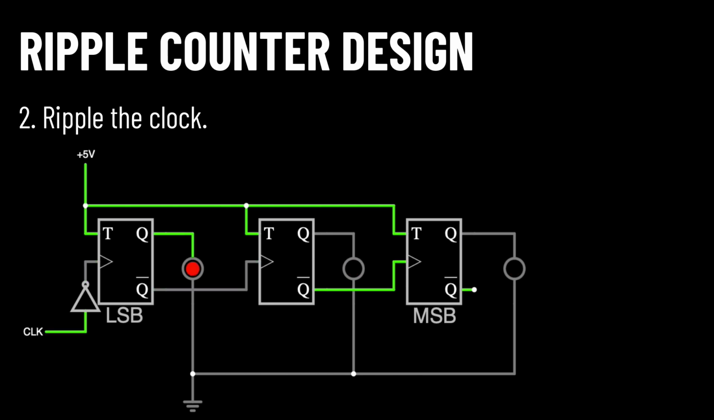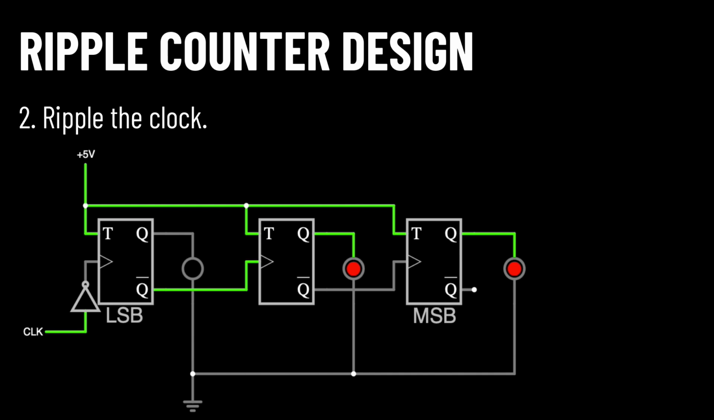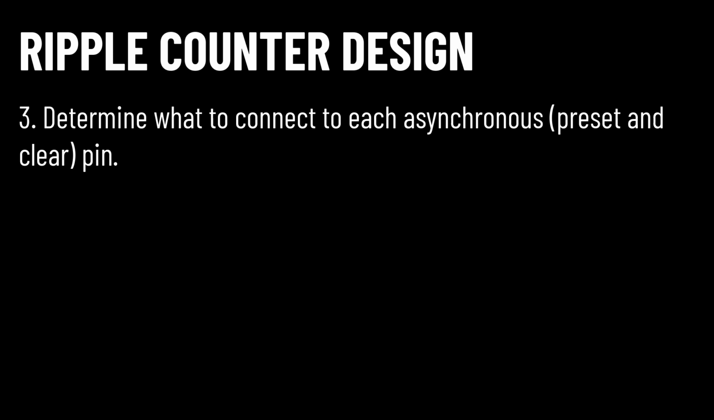Step 2. Ripple the clock. The clock source itself connects directly to the least significant bit flip-flop. Connect the LSB output to the next flip-flop clock. Then that output goes to the next flip-flop clock, and so on. If the subsequent flip-flops don't have falling edge clocks, connect the primes of the output to the clock inputs. Step 3. Determine what the asynchronous pins will connect to. We'll consider that situation in detail for the specific examples we do in this video.